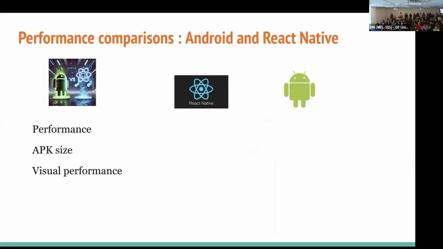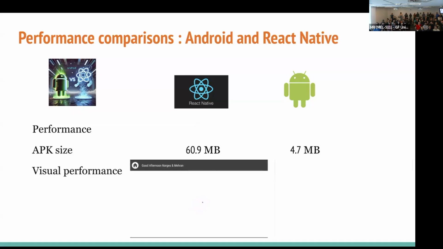I've done a small performance comparison between the React Native and Android apps. The APK size for the React Native app was 60 megabytes. Could you guess the Android one, the native one? Smaller, 4.7. Not so bad, right?